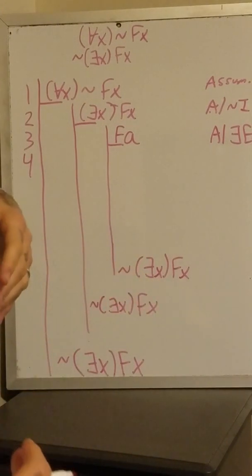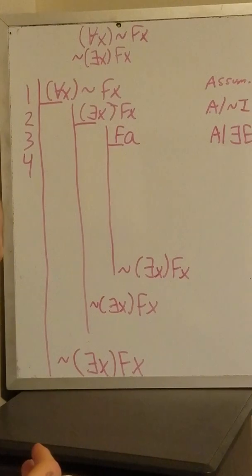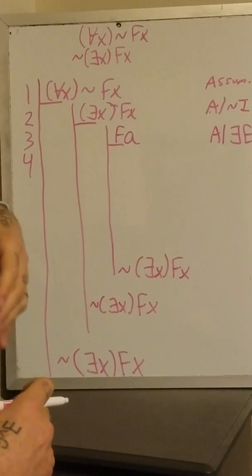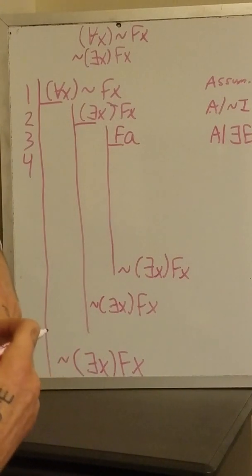Well, again, we're going to do it by negation introduction. Okay, so this is a pattern that we've seen before. It's that kind of odd one where sometimes you have to assume something you already have.